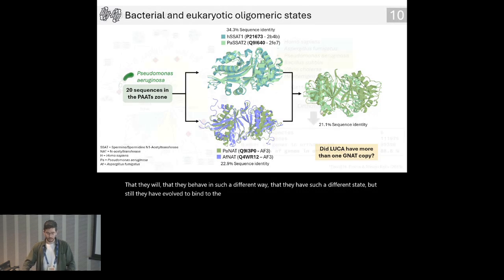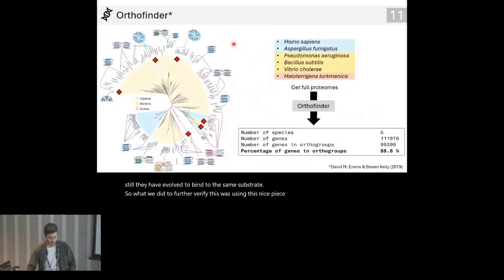So what we did to further verify this was using this nice piece of software, OrthoFinder, which takes as input the proteins of the species you're interested in. Here, of course, we included Homo sapiens and Vibrio cholerae, as they are our main targets of this analysis. But we also included the eukaryotic entry, Aspergillus fumigatus, up here. We included Pseudomonas aeruginosa because of these 2 proteins that are quite different to each other. And then Bacillus, because we had it as a hexamer here. So we also wanted to take a look at this type of oligomeric state, and Archaea, to have a representation of all the domains of life.